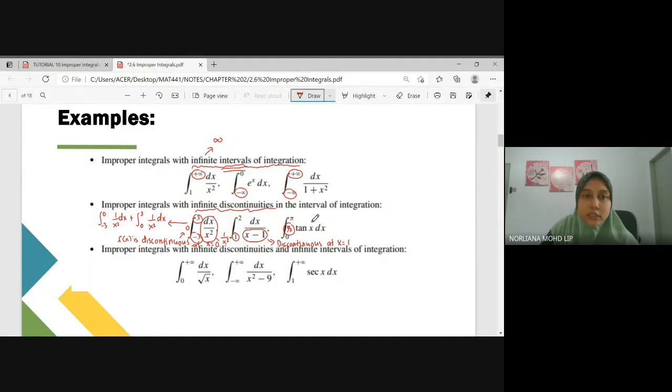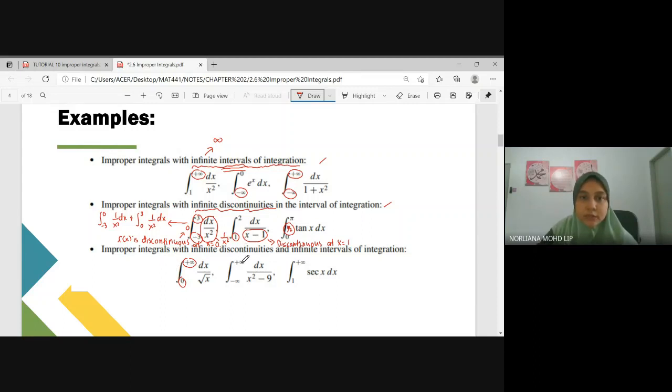And the third type, the improper integrals with infinite discontinuities and infinite interval of integration. The third one is the combination of 1 and 2. So for this, we look at the interval. The interval has an infinity and also 0. The function cannot be solved at 0, so we have to solve it using improper integrals.